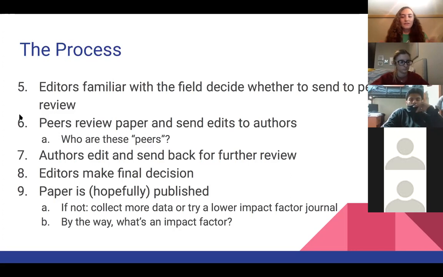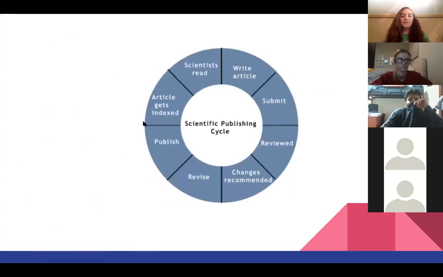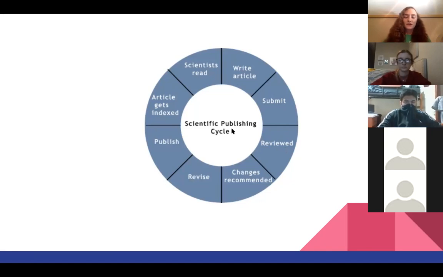So let me go to the next slide. This scientific publishing cycle is something most labs have. It's a continuous cycle where the article is written, submitted, and reviewed, and in labs there's usually more than one cycle going for different papers or projects.